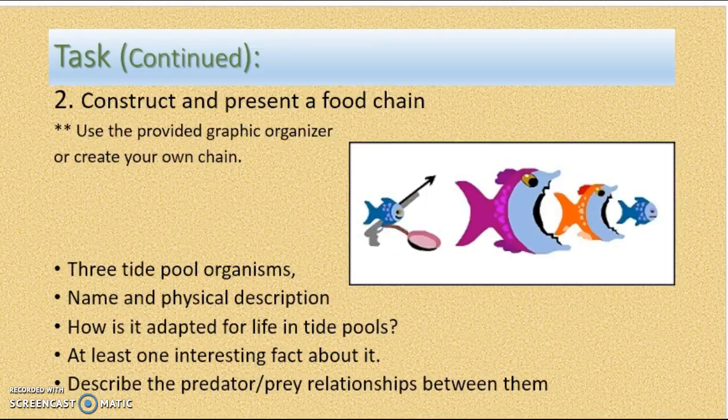And so for the second part of your task, you will be constructing and presenting a food chain. You are going to include 3 tide pool organisms. You're going to include their name and physical description. You're going to say how they are adapted for life in tide pools. You're going to say at least one interesting fact about it. And you're going to describe the predator-prey relationships between them.